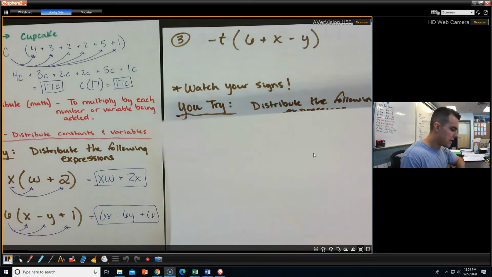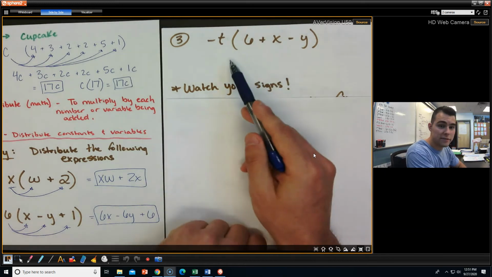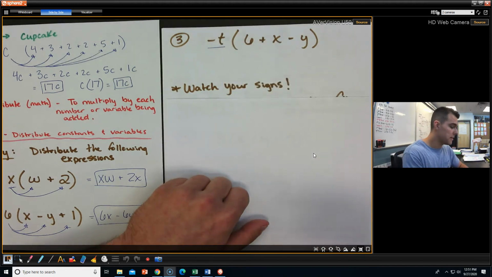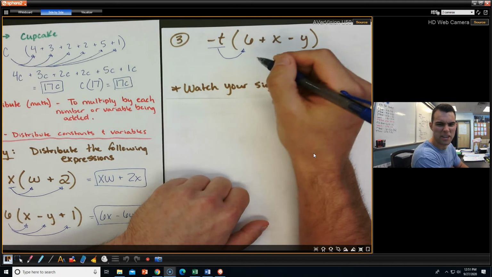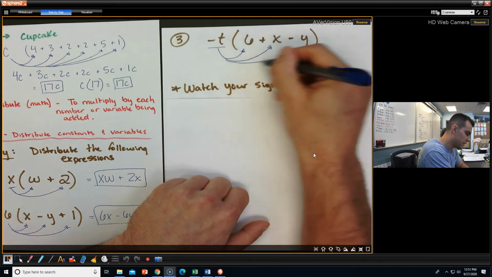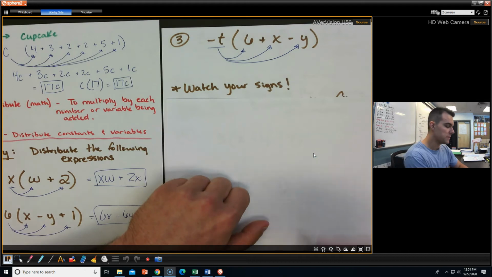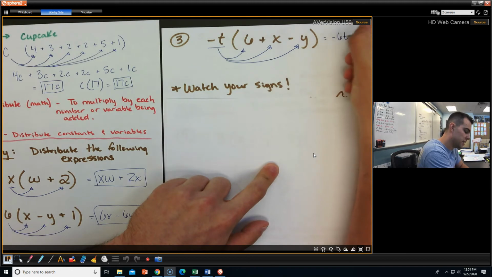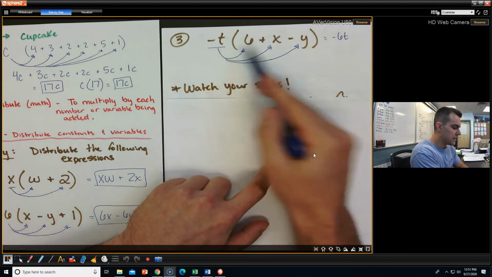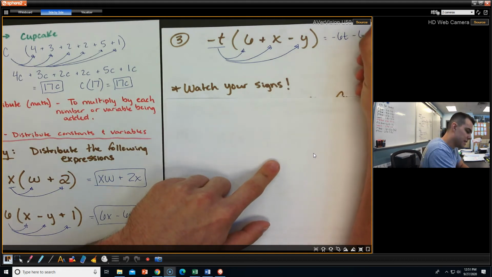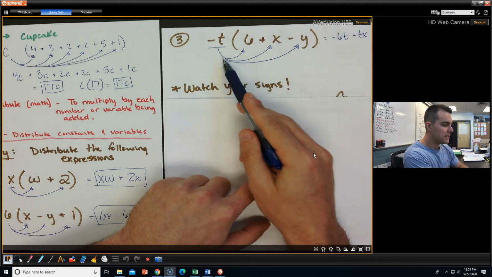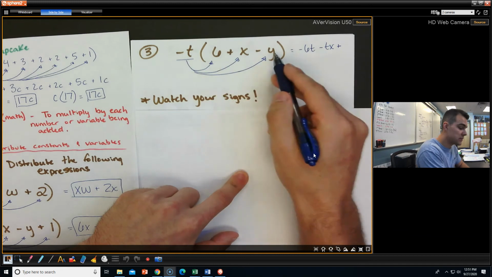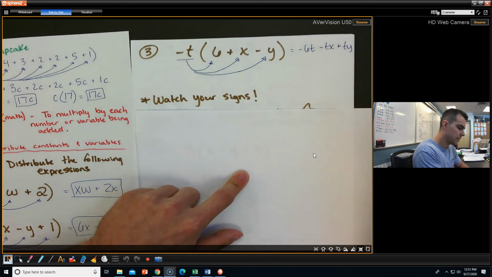Number 3, now I have a negative t on the outside. That negative, that whole thing, does matter. I'm going to take my negative cupcake now. I'm going to give it to these 3 constants and variables. And what I end up getting is, well, negative t times 6 is negative 6t. And then negative t times positive x is negative tx. And then negative t times negative y is a positive, right? A negative times a negative is a positive ty. And there we go. I am done.